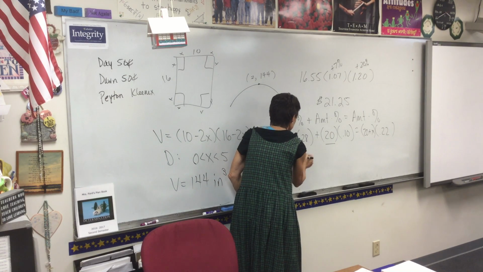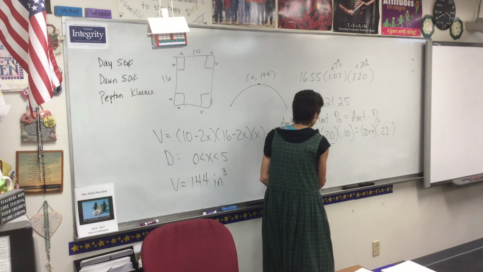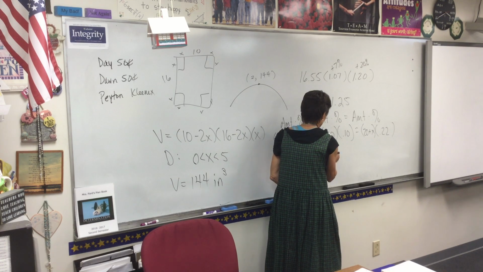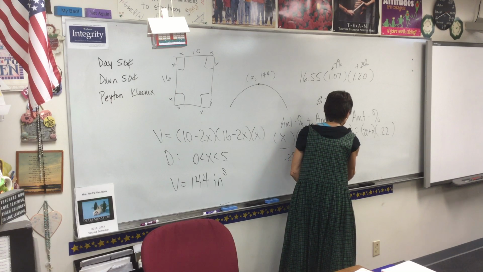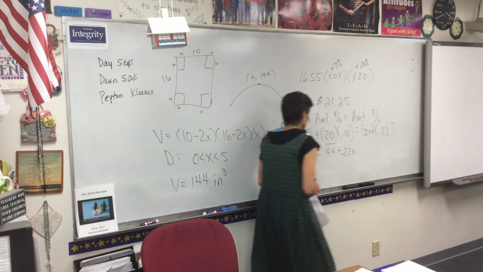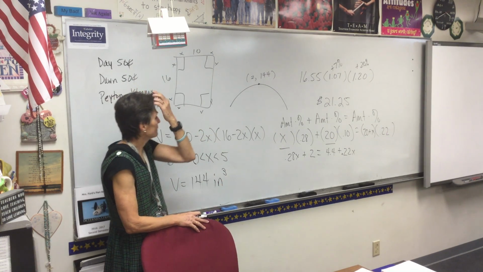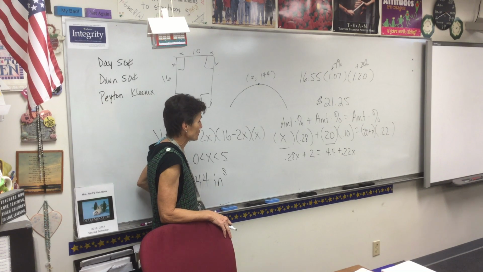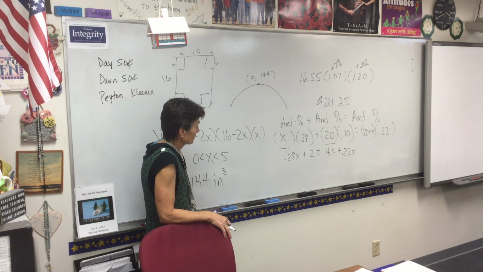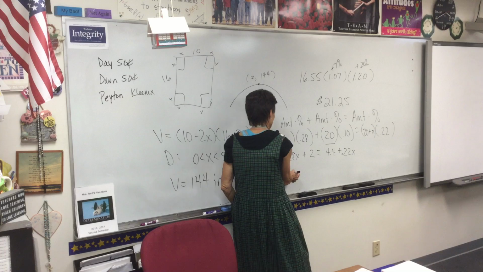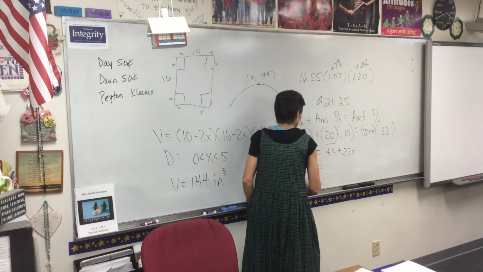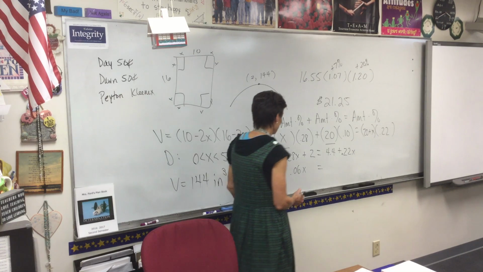So 0.28x plus 2 equals 4.4 plus 0.22x. Now on the quiz, some of you missed this. You forgot how to solve an equation. So we got to get all the x's on one side and all the other things on the other side. So if we put all the x's together, we'll get 0.06x and 2.4.